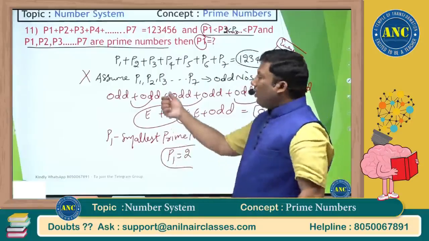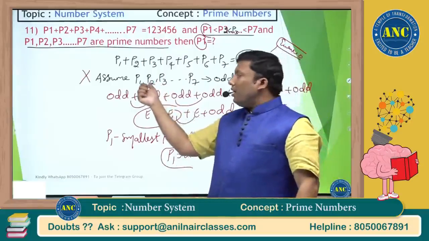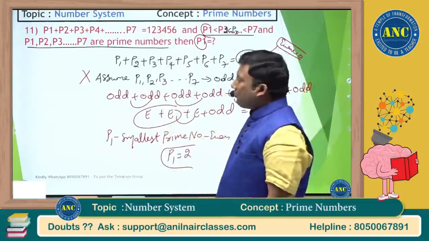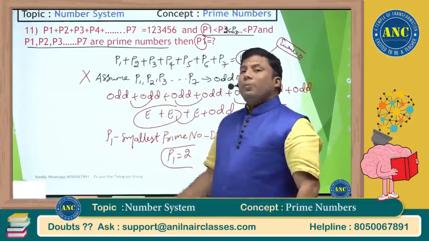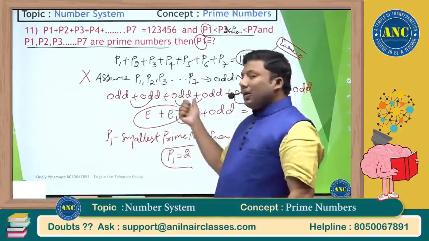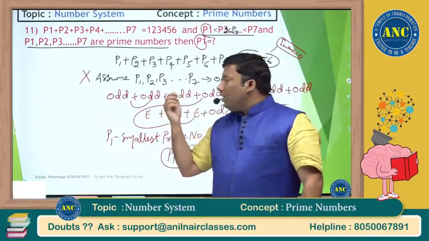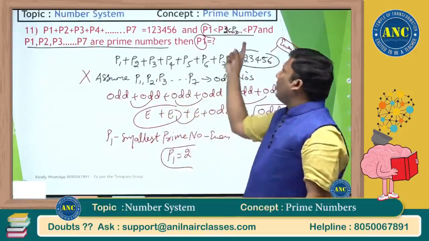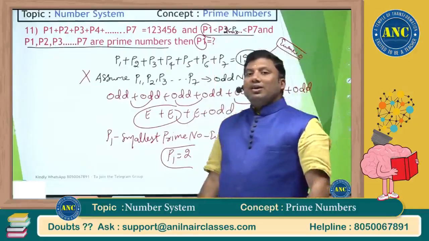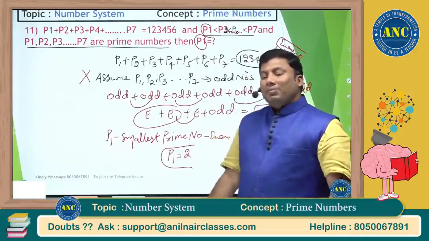No, it cannot have P2 as 2, because there is no prime number less than 2, which is smallest. I hope it is clear. It cannot be given, sir. Can one of the numbers be even? Can't I give P7 as 2? You cannot, because any number less than 2 cannot be a prime number.